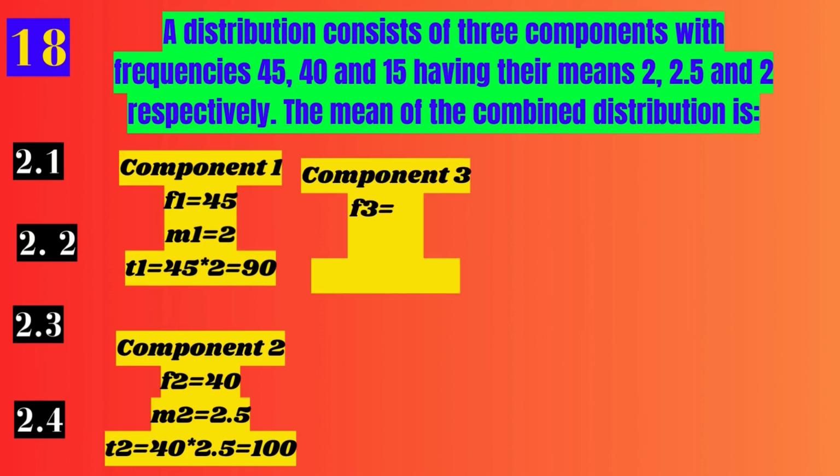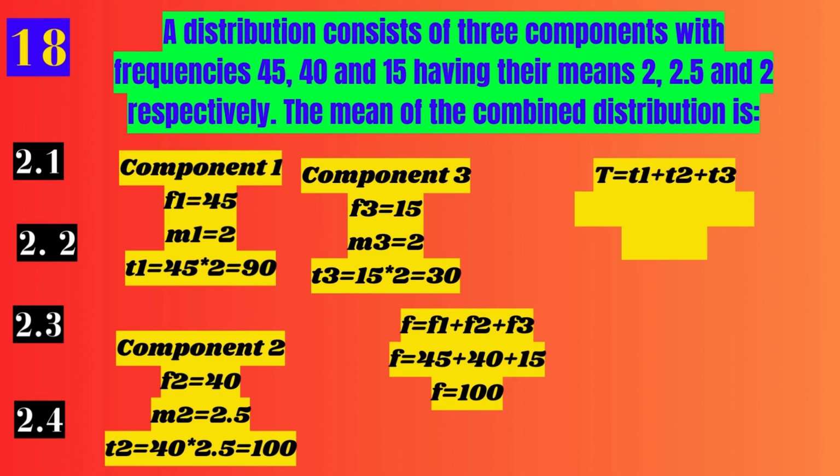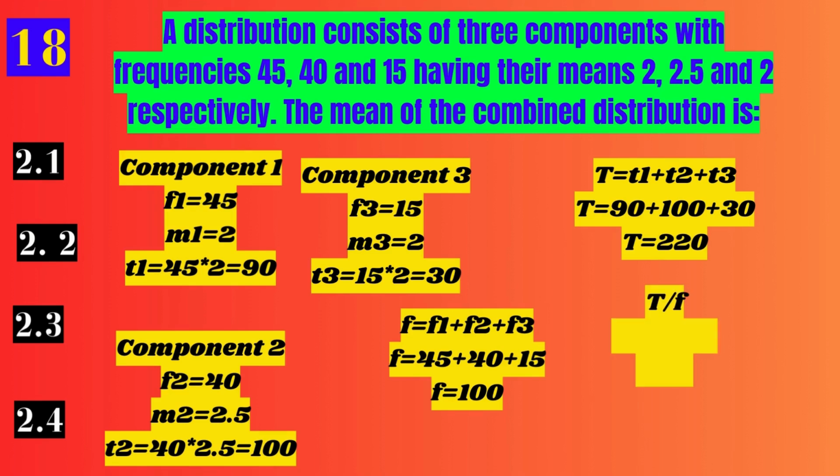Component 3. Frequency, F3, equals 15. Mean, M3, equals 2. Total sum, T3, equals F3 times M3. Equals 15 times 2 is equal to 30. Total frequency, F, equals F1 plus F2 plus F3 equals 45 plus 40 plus 15 is equal to 100. Total sum, T, equals T1 plus T2 plus T3 equals 90 plus 100 plus 30 is equal to 220. Mean of the combined distribution equals total sum T divided by total frequency F equals 220 divided by 100 is equal to 2.2. So, the correct answer is 2.2.